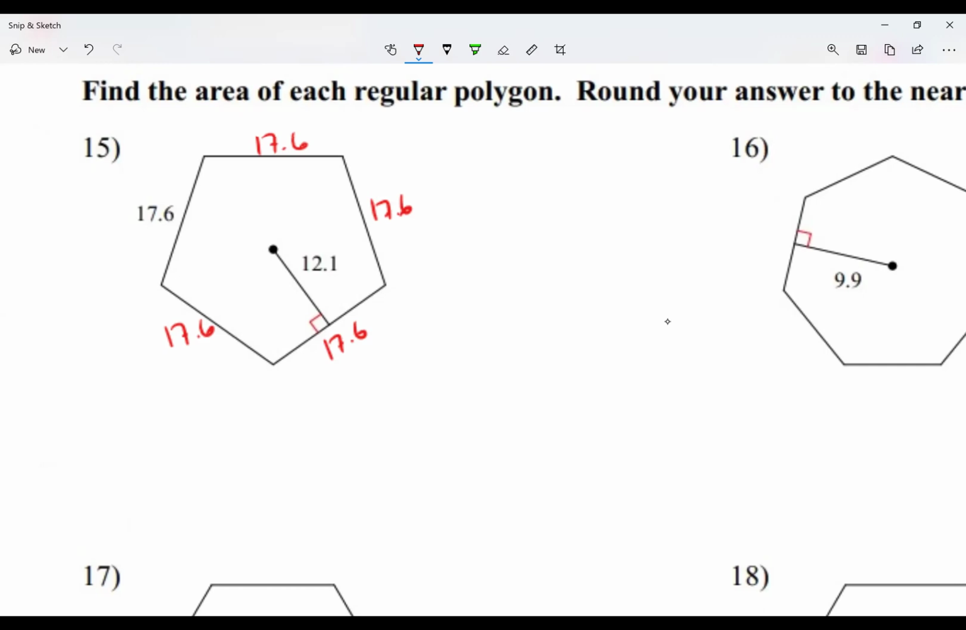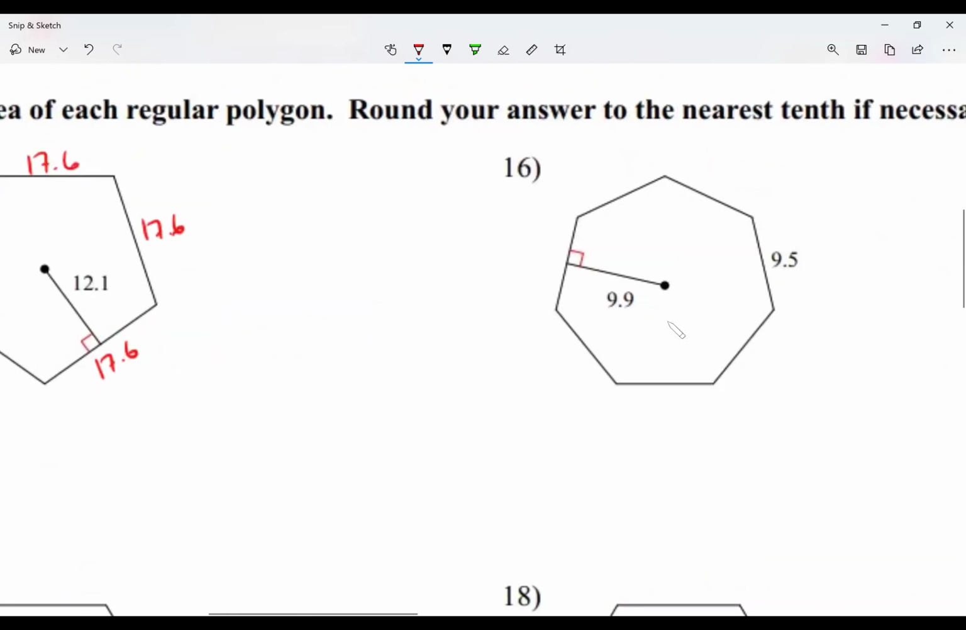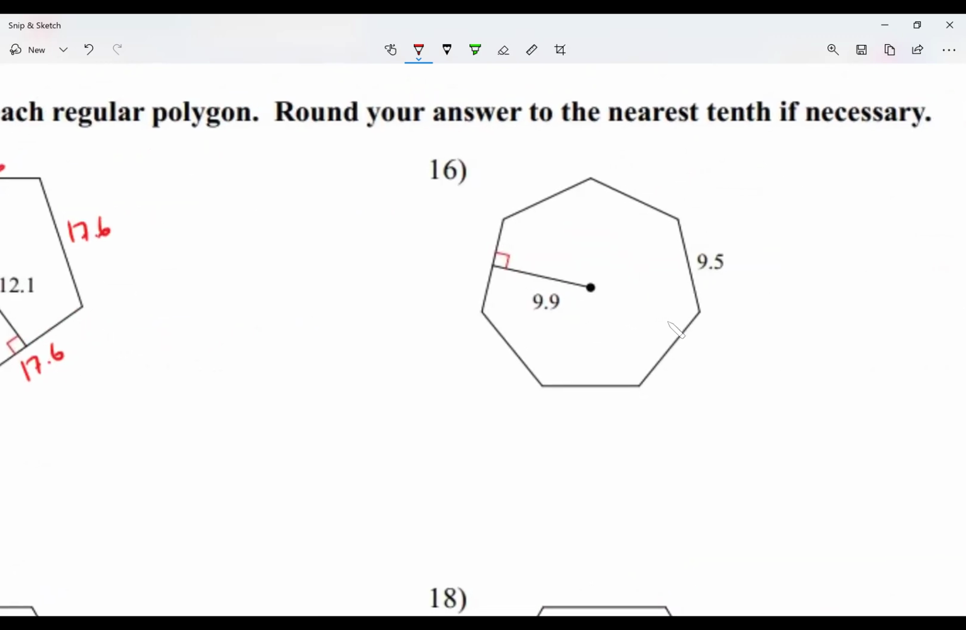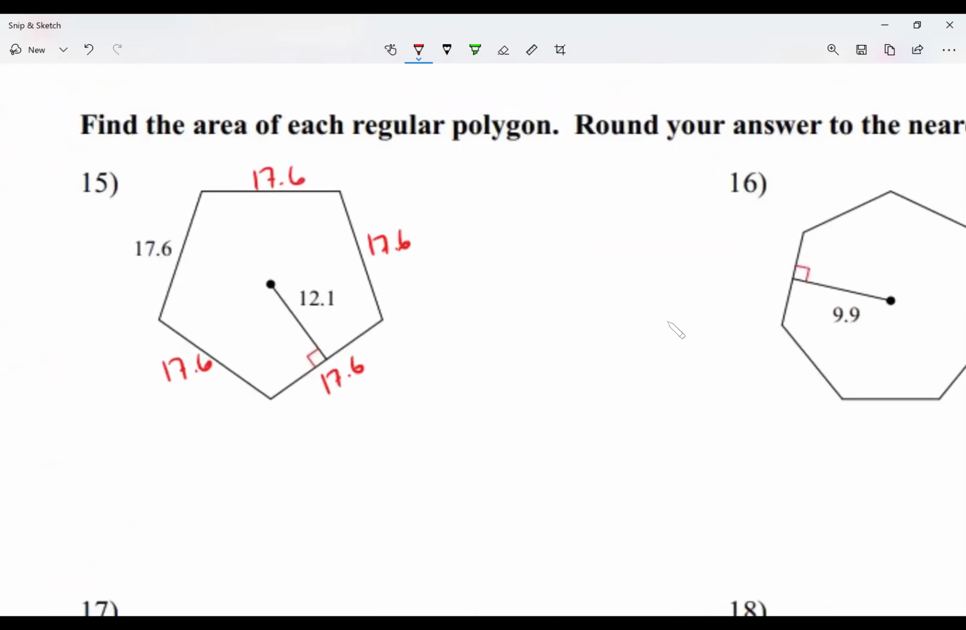And again, you notice how I have the sides only. My answer, I have to find the area of this and round your answer to the nearest tenth if necessary. So if you do have decimals, round it to 1 decimal place. Now I see a measurement in there. The center of the polygon goes to one of the sides.